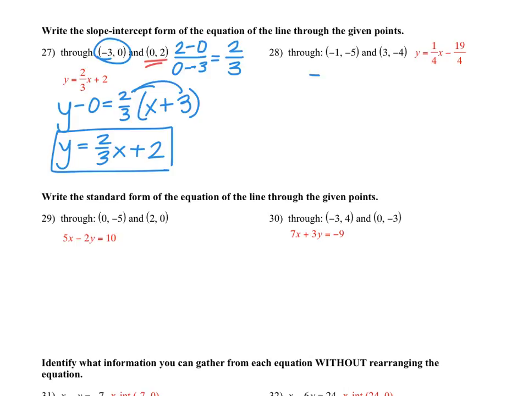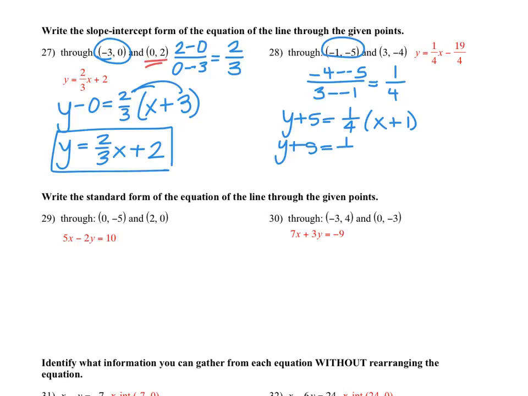We got to find the slope first. So negative 4 minus negative 5, y2 minus y1, x2 minus x1. When you go through and change all the signs there, you should get positive 1 over positive 4. And then you're just going to pick a point to multiply by. So I'll pick this first one. So y plus 5 equals 1/4 times x plus 1. Distribute. Y plus 5 equals 1/4 x plus 1/4.